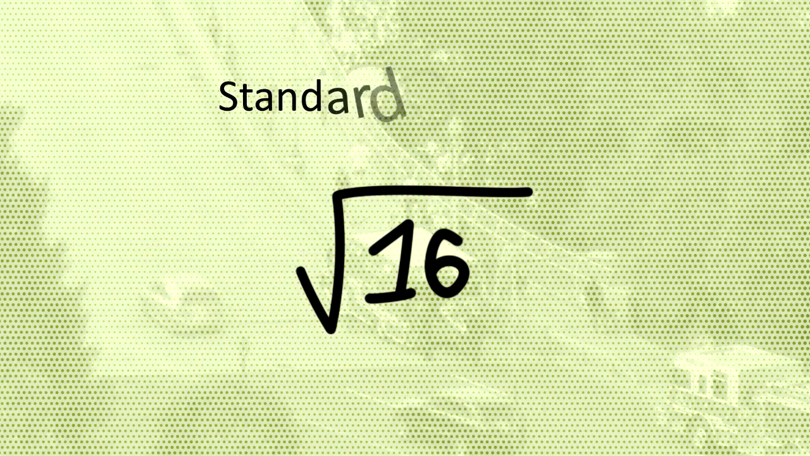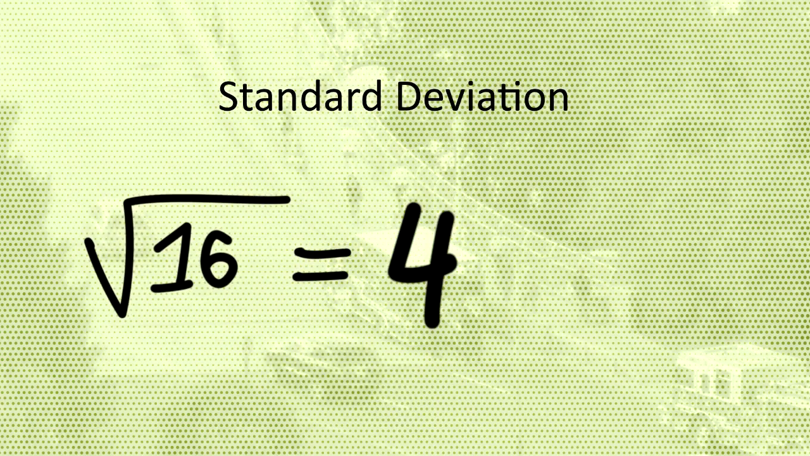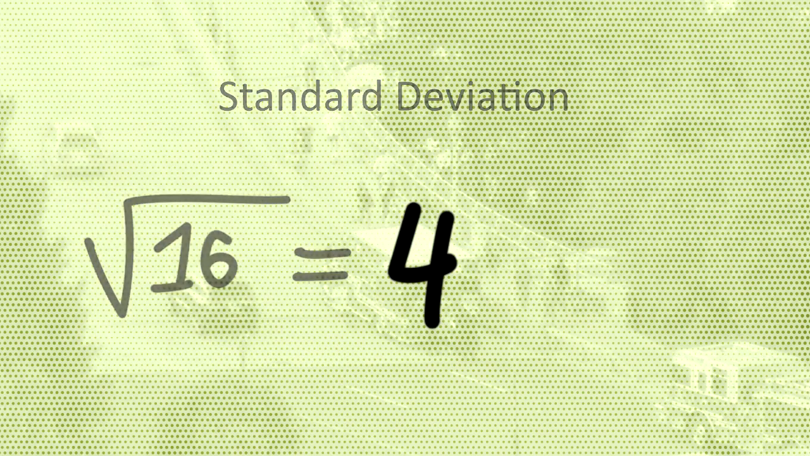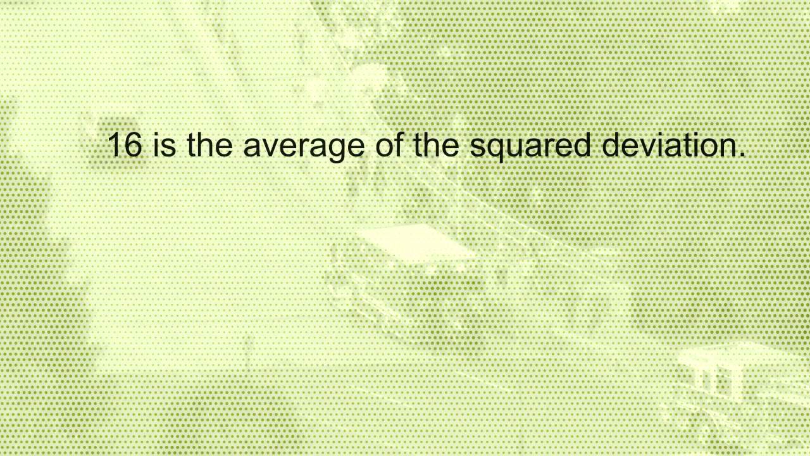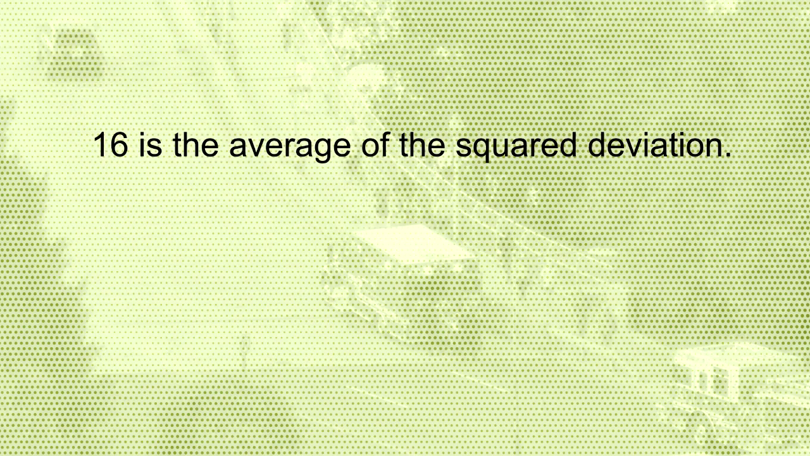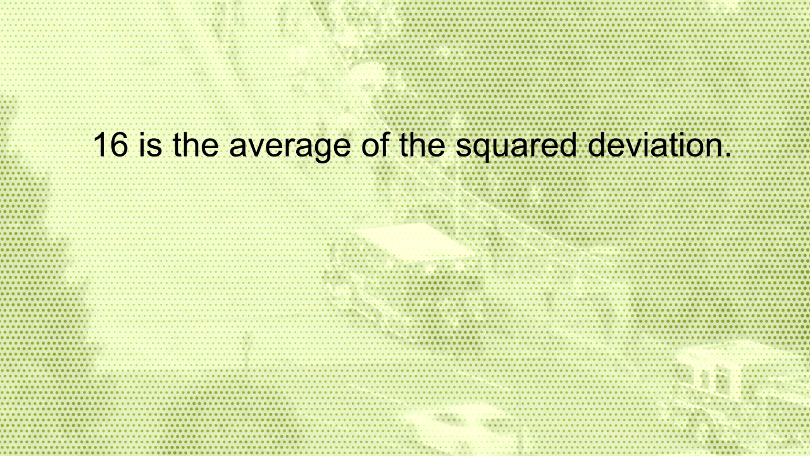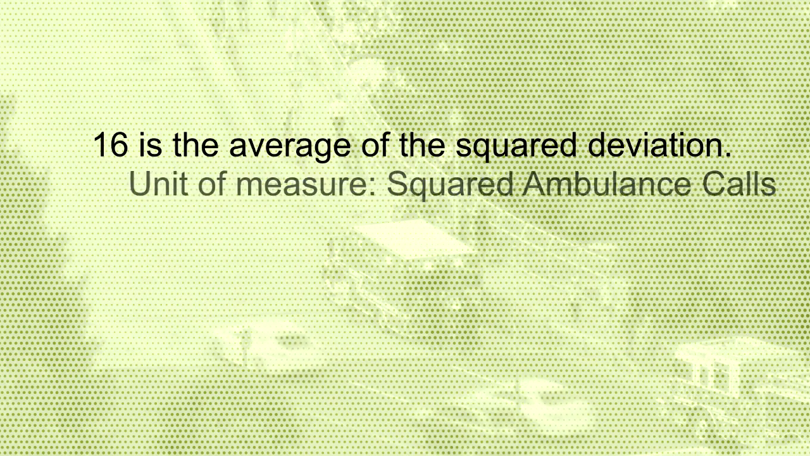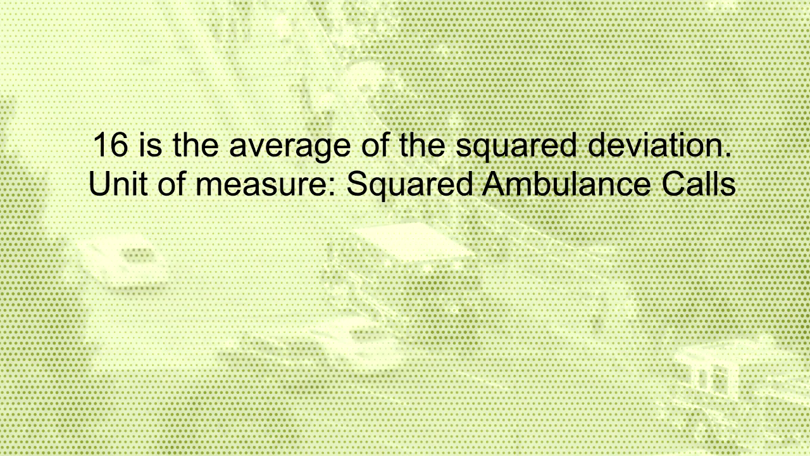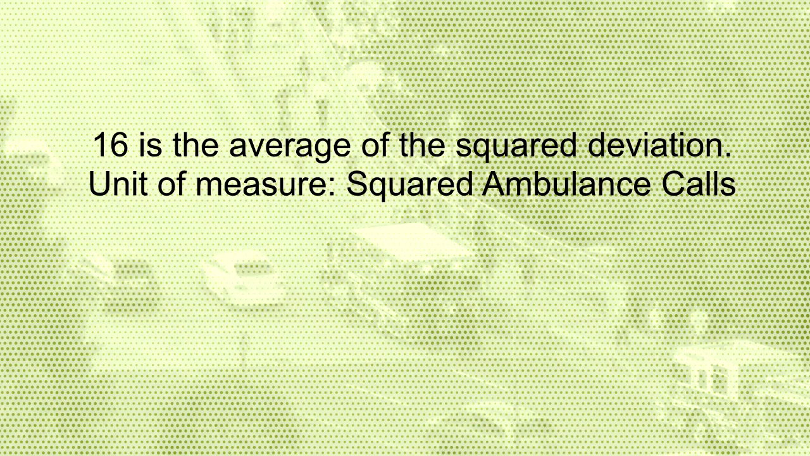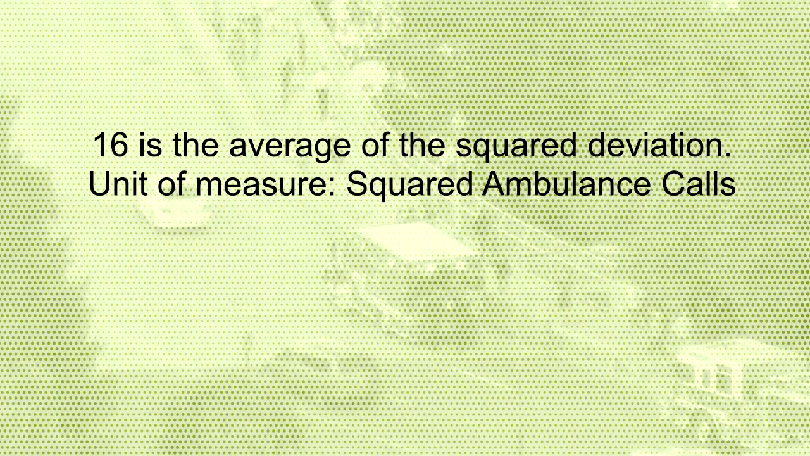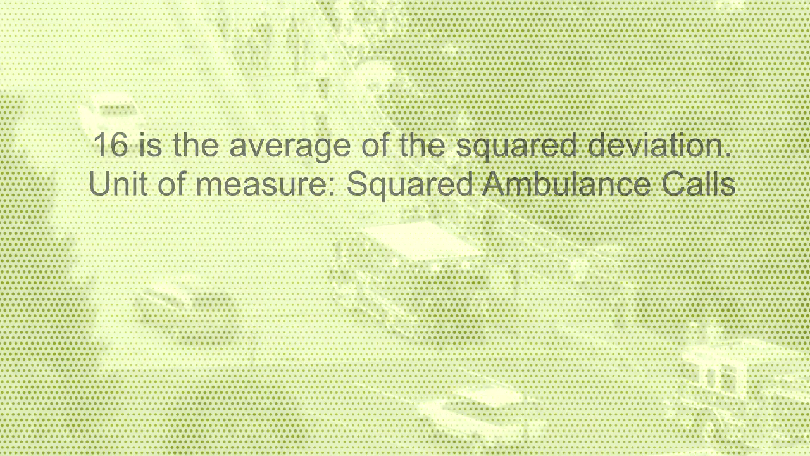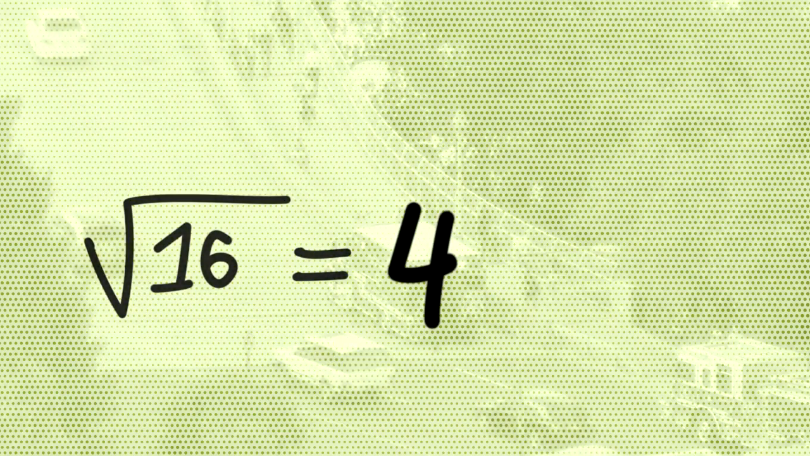The standard deviation of your variable is the square root of this variance. So why do we take the square root? Note that 16 is the average of the squared deviations and therefore has different units of measurement. In this case, 16 is measured in squared number of ambulance calls, which obviously cannot be interpreted. We therefore take the square root in order to compensate for the fact that we've squared all of our deviations, and also in order to go back to the original unit of measurement.